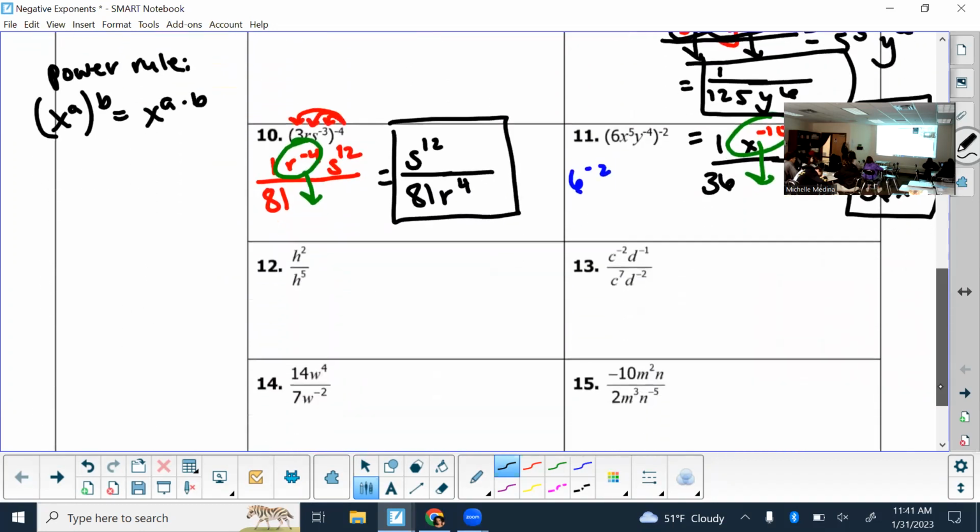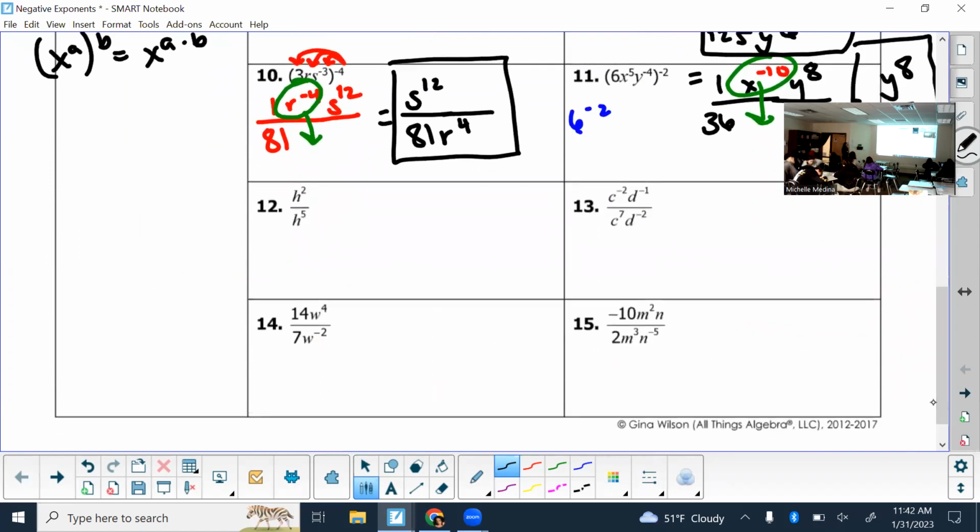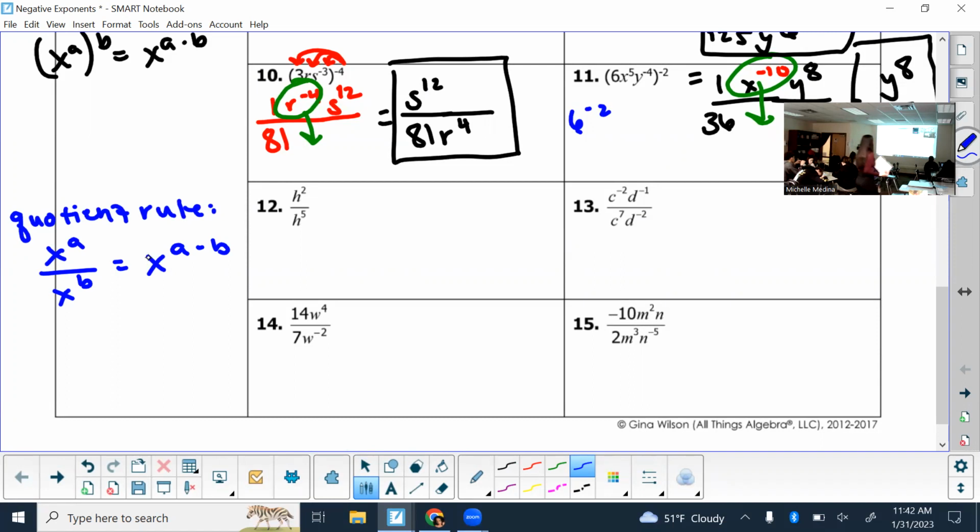All right, let's try some with dividing. So we have the quotient rule when we are dividing. What does the quotient rule tell us to do with the variables' exponents? Subtract. That one I remember because the division sign kind of looks like the subtraction. At least out of all the other signs, that's what it looks closest to. So then let's look at some with more stuff in it, like number 14 we can do together.